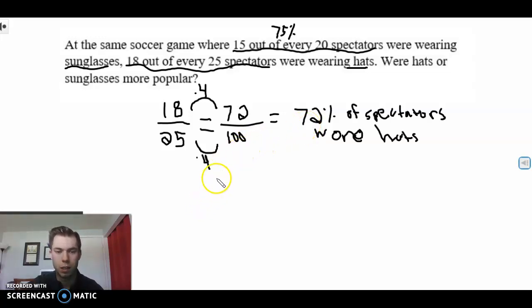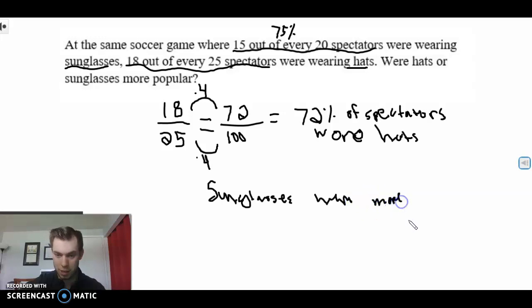So we would say sunglasses, write it all out here, were more, this is some really bad handwriting, I really need to fix this, were more popular. Okay. That would be your final answer there. And that's the math that we would use right here. This is the math that we would use to prove that.